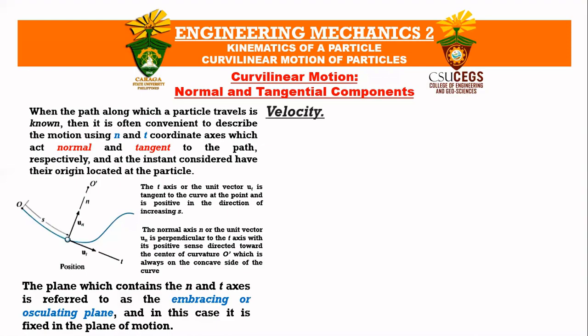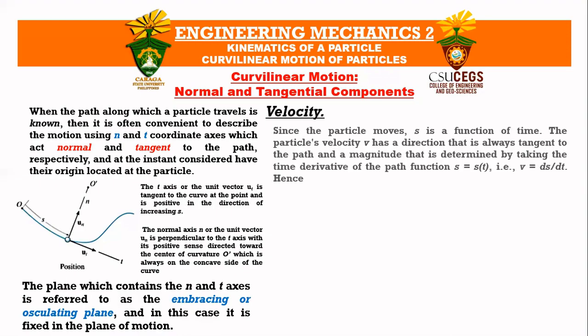So let's talk about the velocity. Since the particle moves, rather, s is a function of time, and the particle's velocity v has a direction that is always tangent to the path and a magnitude that is determined by taking the time derivative of the path function s, which is a function of time, using the kinematic equation v is equal to ds over dt. So what we always knew about velocity is that velocity is always tangent to the curved path.